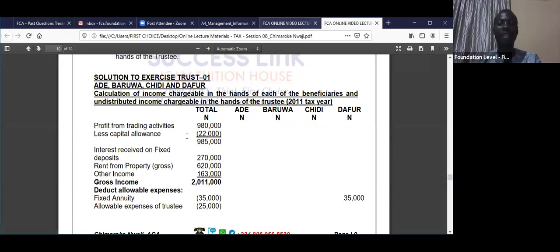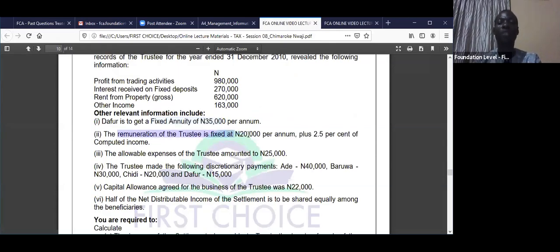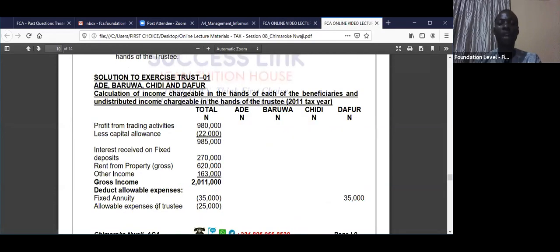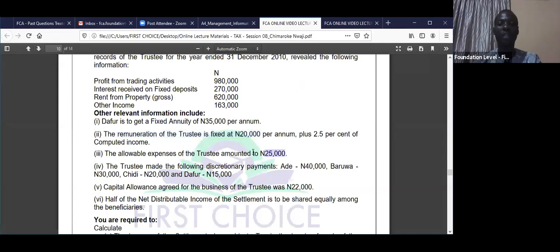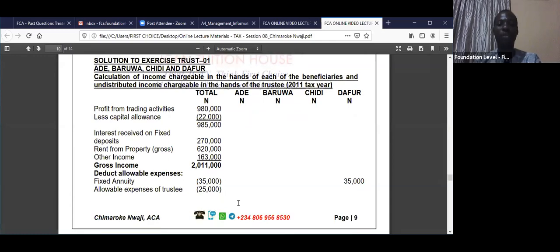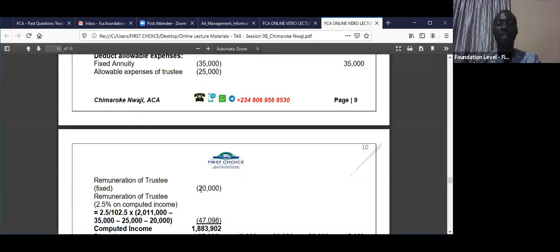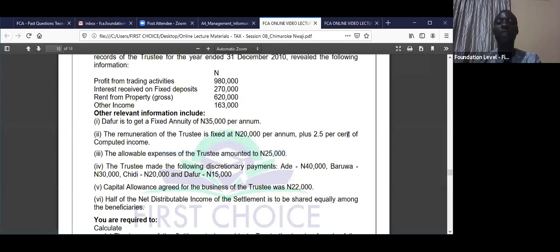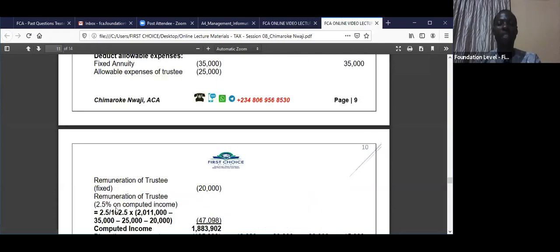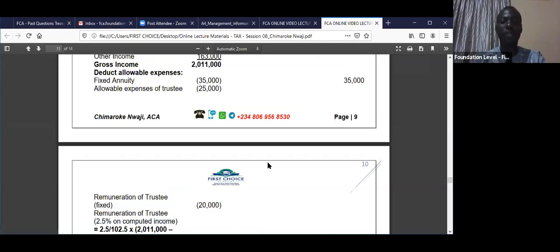The next thing we ask is that the remuneration of the trustee is fixed at 20,000. Before we go to remuneration, we have this allowance here, 25,000. Now after putting the allowance of 25,000, we'll go to remuneration. Look at remuneration. This 20,000 is fixed. We put it down here. Now, the second part of the remuneration, they said plus 2.5% of the computed income. We don't know what the computed income is, but this figure should also be deducted before we get the computed figure. So it means that this is our gross income.